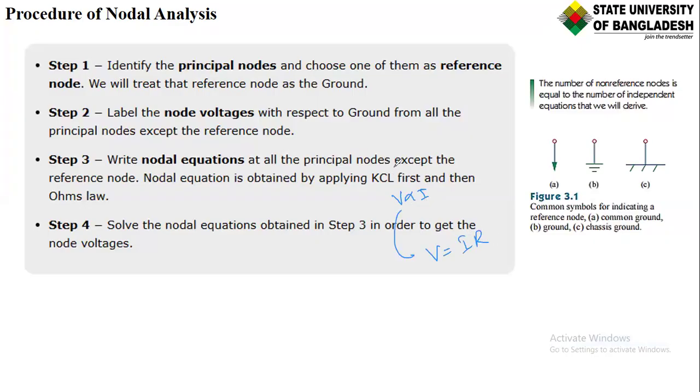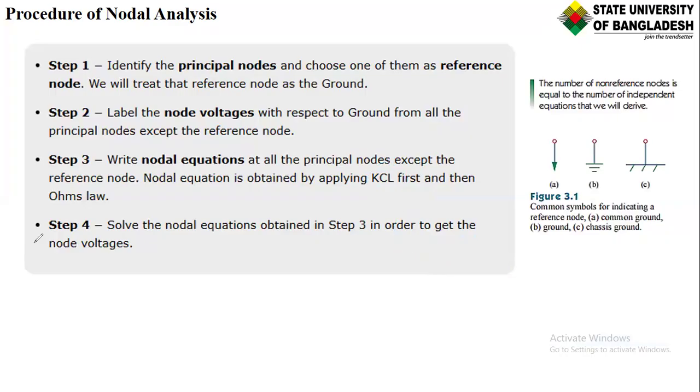Since using the KCL we have already determined the current, we know that current. So how to determine the voltage? I is equal to V over R. Since the node voltage is unknown and you have to find it out, the flow of current will help you to determine this unknown voltage. So this is the very simple part that we have to apply over there.